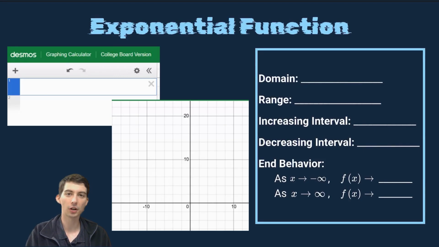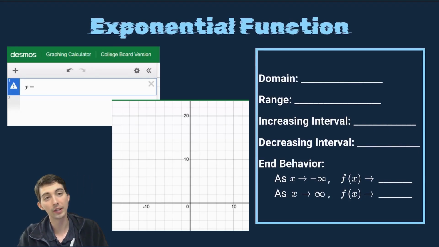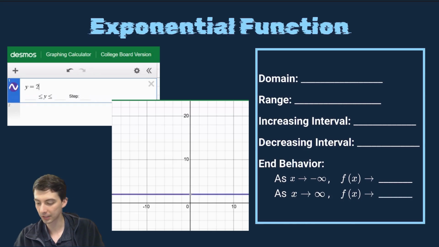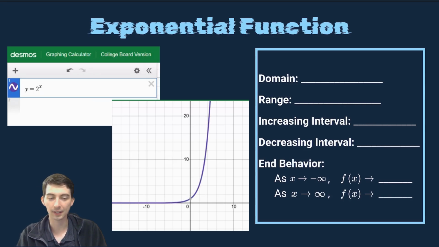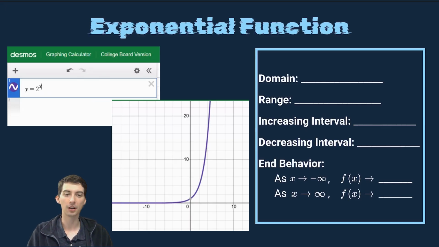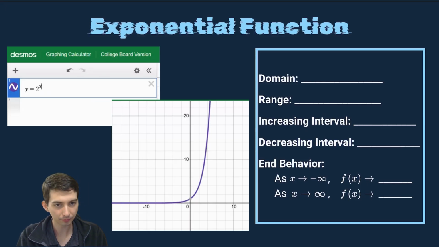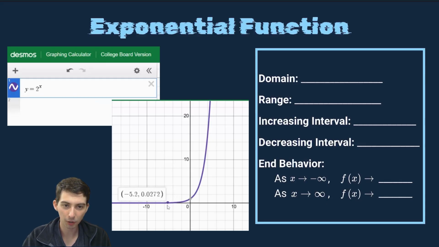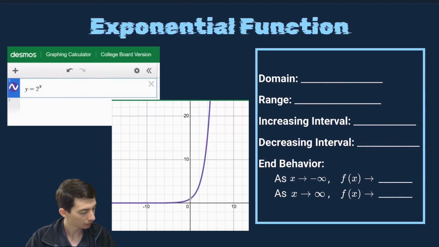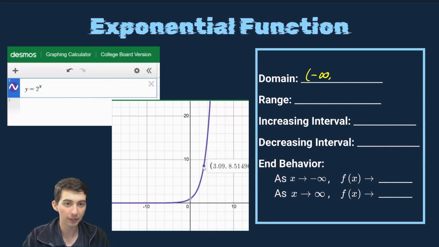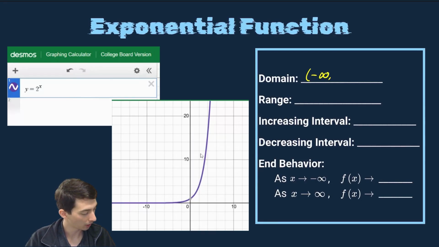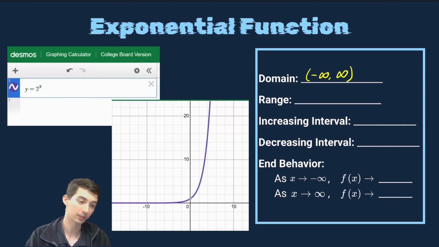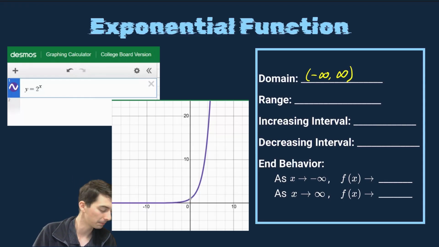And last but not least, we need to talk about the exponential parent function. The exponential parent function is when x is an exponent. So we can say y equals 2 raised to the x, and that can be our most basic type of exponential function. And so now the domain, I see that there's nothing stopping this purple graph from going left. So I'm going to say it goes again to negative infinity. There's also nothing stopping us going right. We're not going right very quickly, but there's nothing stopping us. So it's also going to infinity.